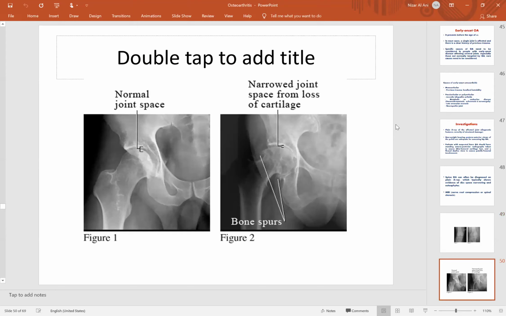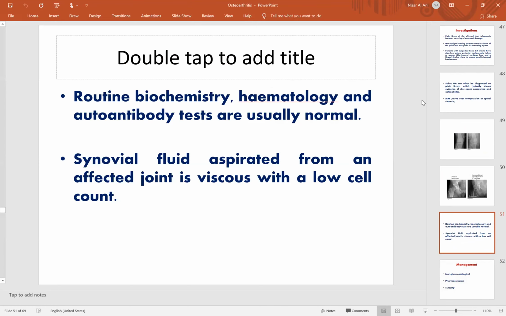This is the knee osteoarthritis. Hip osteoarthritis: as we see here, the superior aspect of the hip joint is affected more, with narrowing of the joint space and sclerosis of the margin with osteophyte formation. Other investigations, routinely the biochemistry, hematology, and antibodies, are all normal in patients with osteoarthritis.